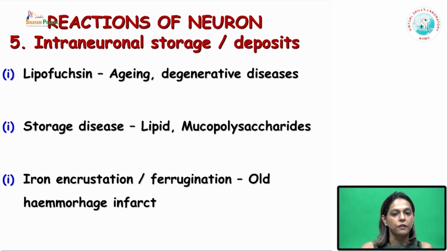Lipofuscin is a pigment of aging and degenerative process which is seen in the cytoplasm of neurons, and in other organs also you can see lipofuscin pigment. As you know, the pigment deposition increases as the person ages. And other storage deposits which can be seen in neurons are lipid and mucopolysaccharides, and you can have iron deposition also in cases of old hemorrhage.